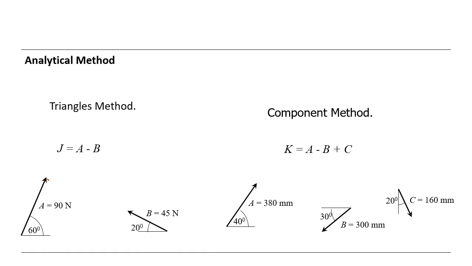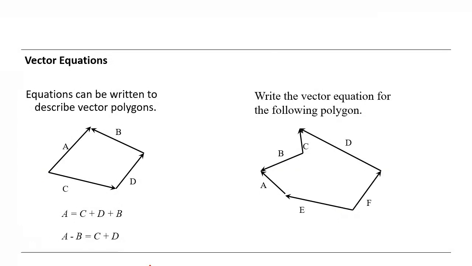If it is minus B, it looks like this. So minus B, and this is the resultant vector G. And here K, the A minus B, like this here, minus B. And C is the load, like this. So this is the resultant vector G here. So the vector equations can be written to describe a vector polygon.